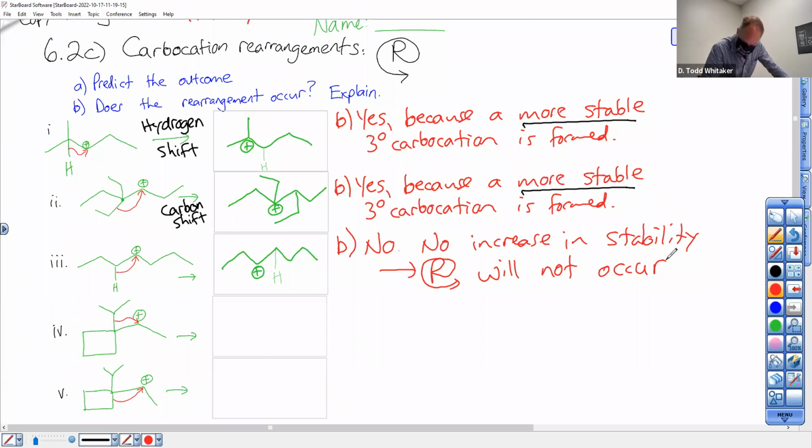I wrote no twice, I don't know. No, because, oh, the no was part of the word. There was no increase, I need the period. There was no increase in stability, so the rearrangement will not occur.